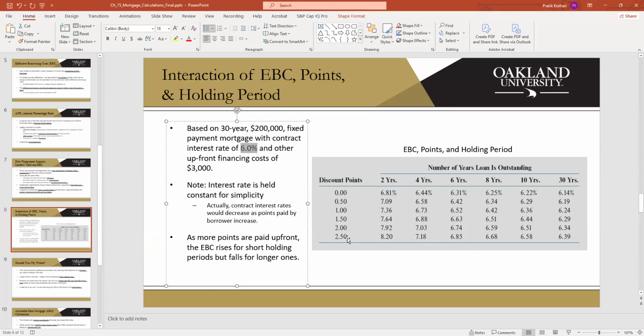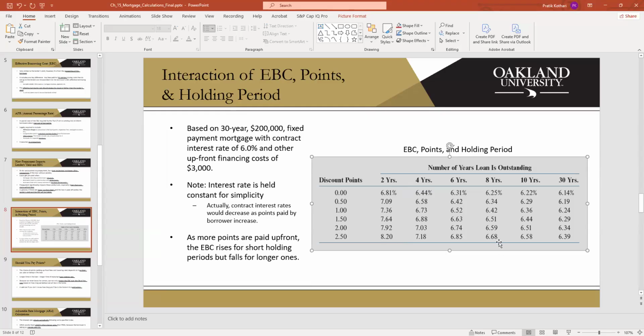The more discount points you buy, there are more upfront fees, right? And if you close the loan off early, your effective borrowing cost increases. So if you bought 0 discount points and closed the loan off early, your effective borrowing cost will be 6.81%. If you bought 2.5 points and closed the loan off early in 2 years, your effective borrowing cost would be 8.2%, which is almost 1.5-ish% higher, right?